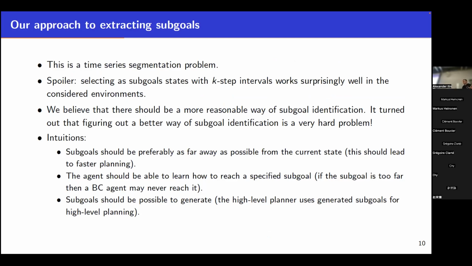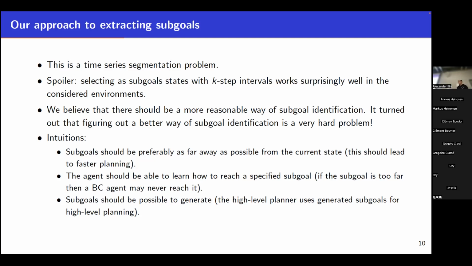And just a spoiler, just segmenting the trajectory into intervals of fixed k actually works pretty well if you tune k well enough. But this is a kind of silly way of representing an expert trajectory. We want to do better than that. We want to actually find some more meaningful representations. And we have spent a lot of time trying to come up with a better way of segmenting those trajectories. And we have one solution that seems to work better than this simple segmentation.